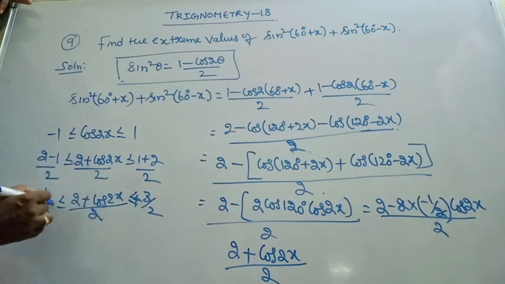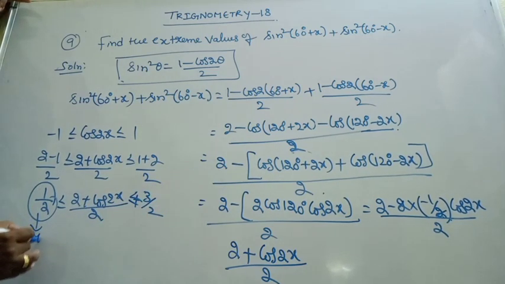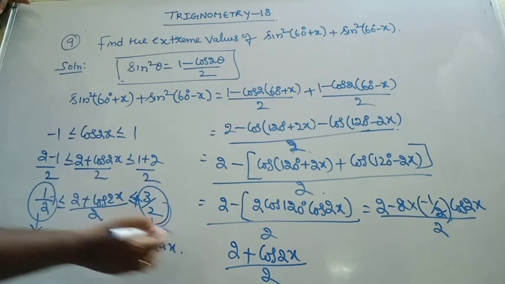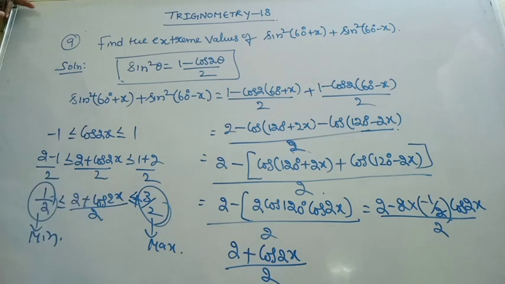Right, now this is what the minimum value, and this is what the maximum value. Minimum is 1 by 2 and maximum value is 3 by 2. Like this we will get this beautiful problem.